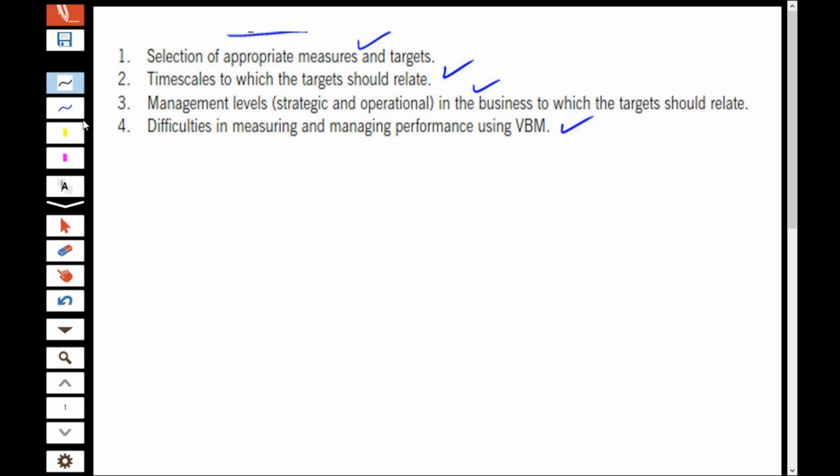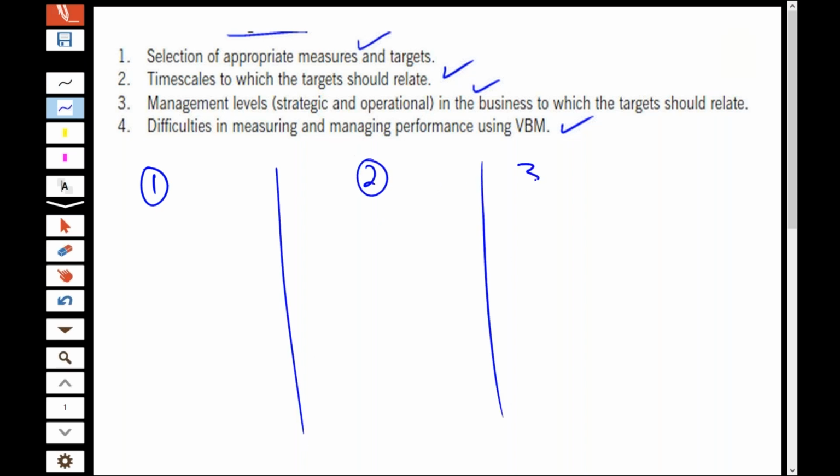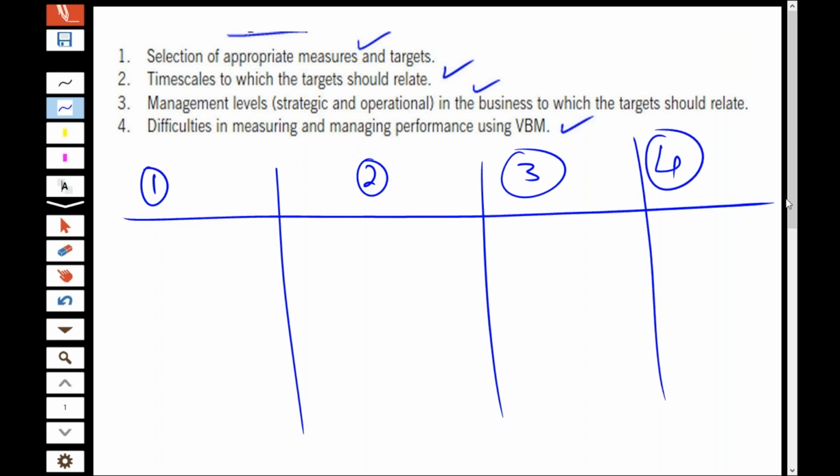Okay, now the first thing is, firstly, what happens is selection of appropriate measures and targets. So first thing is, you need to tell them that, look, your targets have to be financial and non-financial both.